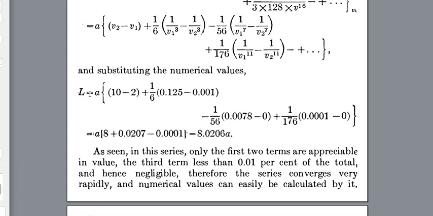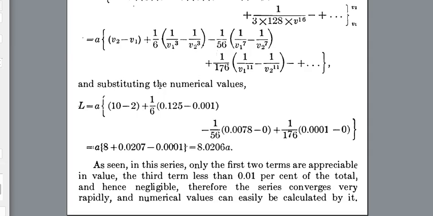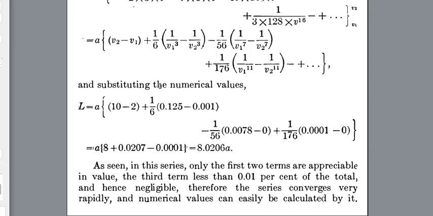Substituting the numerical values, L equals a times the series where the terms are 10 minus 2, plus 1/6 multiplied by the difference 0.125 minus 0.001, minus 1/56 multiplied by the difference 0.0078 minus 0, plus 1/176 multiplied by the difference 0.0001 minus 0. This simplifies to L equals a times the quantity 8 plus 0.0207 minus 0.0001, which equals 8.02206 times a.